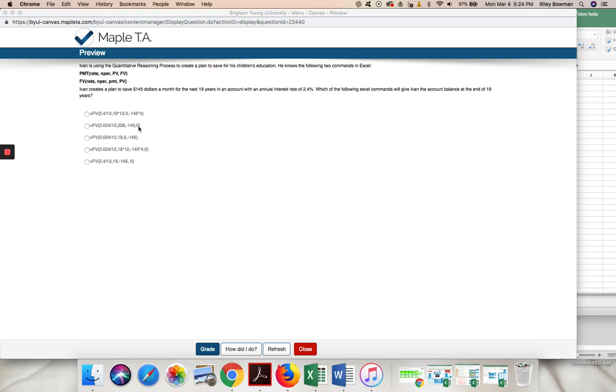And let's double check the last thing, which was the present value. It doesn't say that he has started with anything. So the present value is 0. This present value is 0 as well. But this times 4 is there to throw us off, and that one is not correct. So this one is our correct answer.